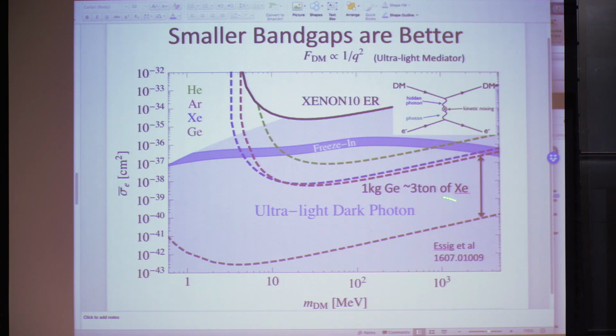So what does that tell you? Again, it just sets the scale of these, right? So 1 kilogram of germanium is worth 3 tons of xenon due to this fact. And if you're an experimentalist and you're saying, which way do I want to go? It's a lot easier to instrument 1 kilogram of germanium. So one of the design drivers we're going to think about in this range is we want to have very small band gaps. Okay.